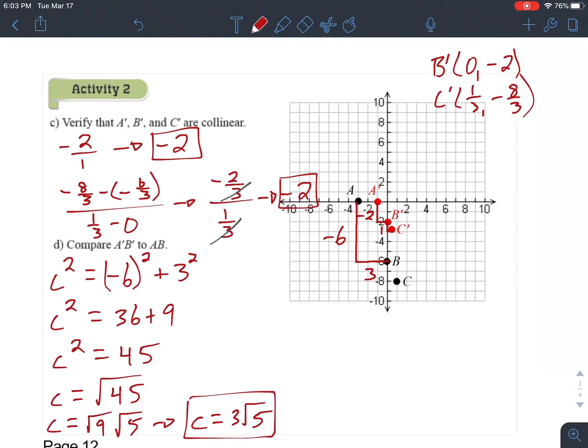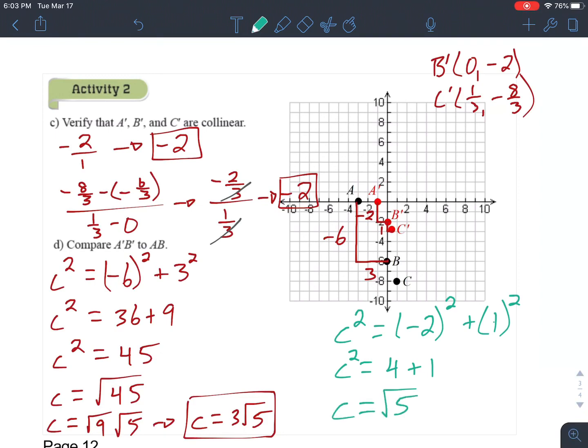Now, do you have any guesses as to what the length is going to be for A prime, B prime? Well, we could either calculate it by using the picture, or another thing that we could do is just use the scale factor. I'm going to go ahead and use the picture to help us figure it out, and I think you'll be able to confirm your guess when we get our answer. So we saw that to go from A prime to B prime, it was down 2 and right 1. So if we go ahead and solve for c, we are going to get 4 plus 1. We are going to get c equals the square root of 5.